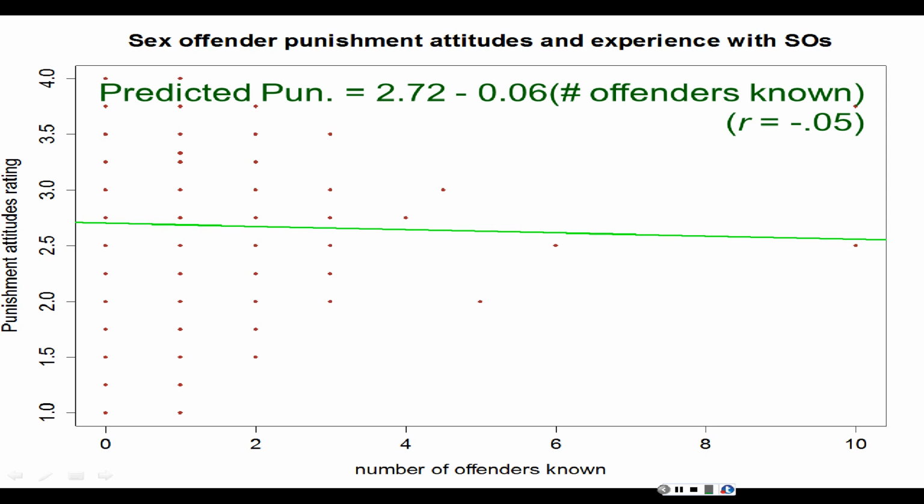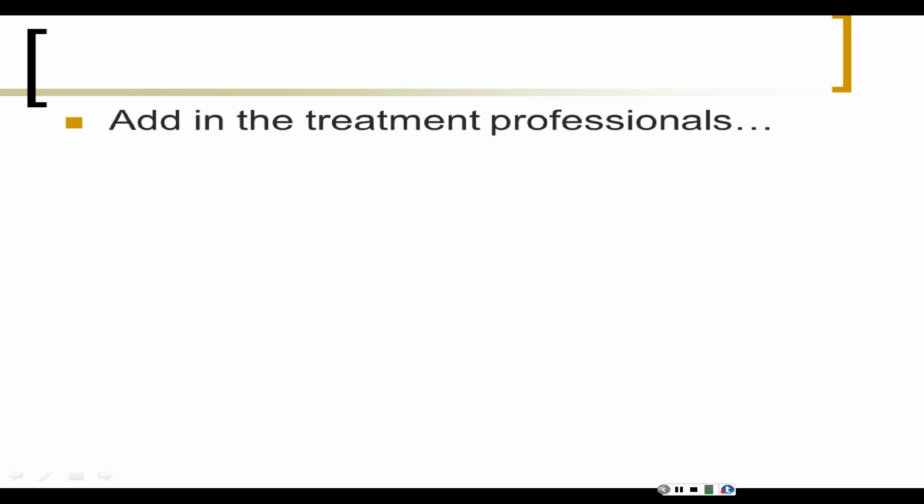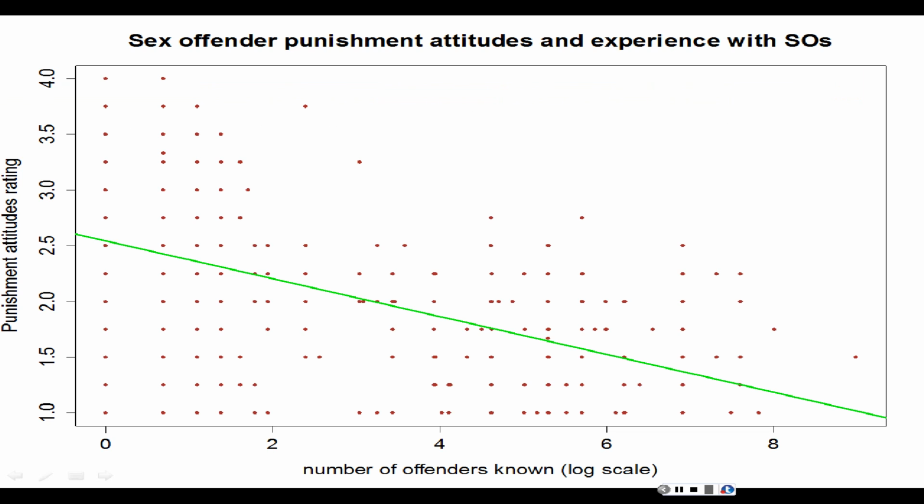It's negative 0.05. But now we add in the treatment professionals who were also in the study. Some of them knew, well, the highest number, one person said that he or she knew 8,000 offenders personally, and that's probably realistic. There are probation officers, there are lifelong sex offender therapists included in that group. So now we have a big range. I even had to do a log scale because it was so skewed, it was just ridiculous. So this is the person who knew 8,000 people, but this is the log of 8,000. So it's 8 point something, 9 point something.